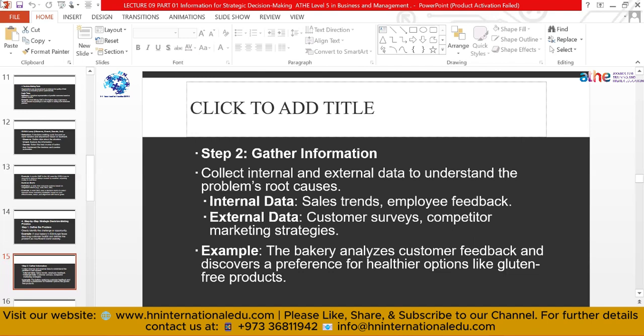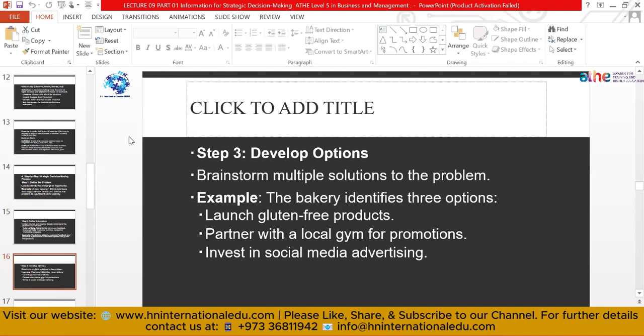Step number 3 is brainstorm multiple solutions to the problem. Problem can be one, but the solutions to it could be as many as possible because you need to apply the solutions and then see the output too. For example, the bakery identifies 3 options: launch the gluten-free products, partner with the local gym for the promotions, invest in the social media advertisement.